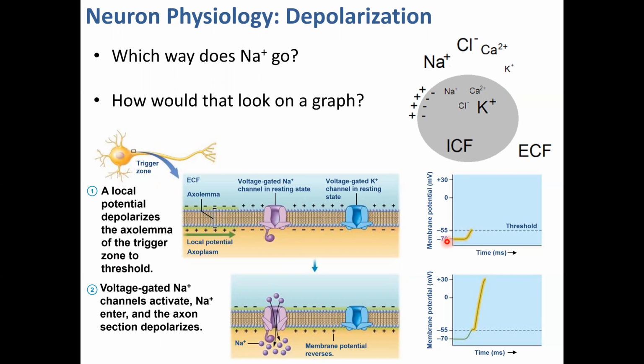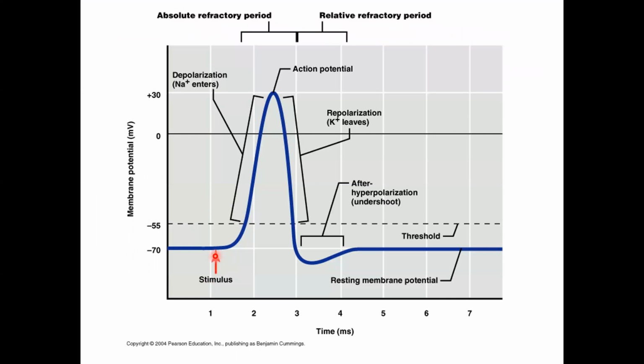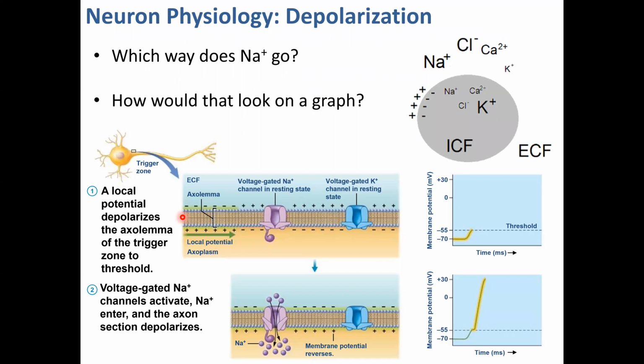So first we have this minus 70, right? But now imagine that we apply a stimulus over here. We're stimulating this cell, so sodium starts moving in. You see sodium moving in, so positive particles are moving in. The cell became less negative, moving towards minus 55. If enough sodium moved in and we reach this minus 55, this is called threshold.